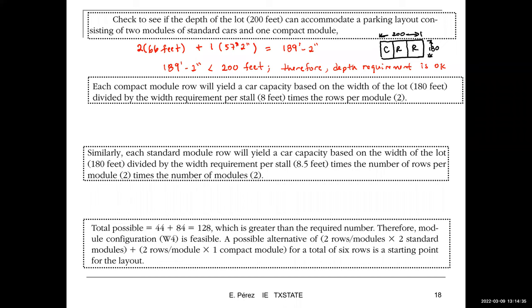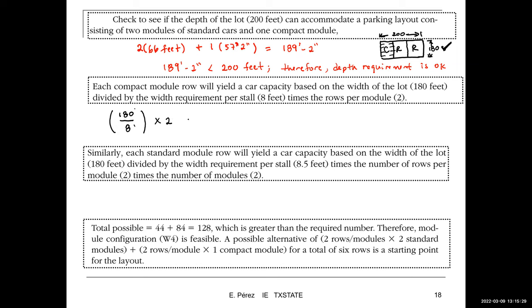So the question now is, I know I have these three spaces allocated for regular cars and for compact cars. How many cars can I fit in this compact area? The cars are gonna be parked in this way. So based on this dimension and knowing the stall of each car, I can estimate how many compact cars I can fit in this module. So this is 180. That's the width, right? This width. And I know the width requirement per stall is 8. And I'm gonna have two lanes.